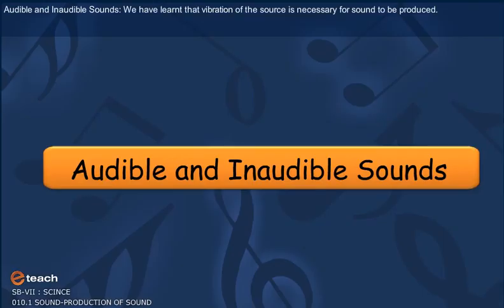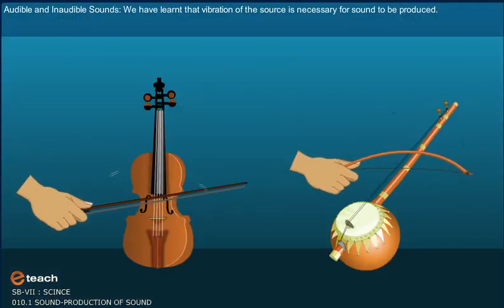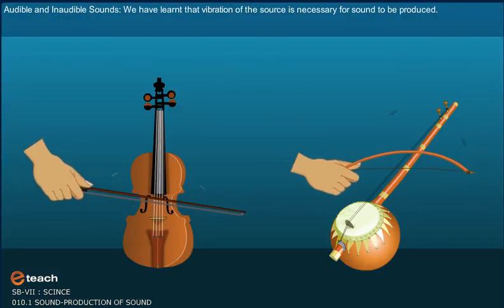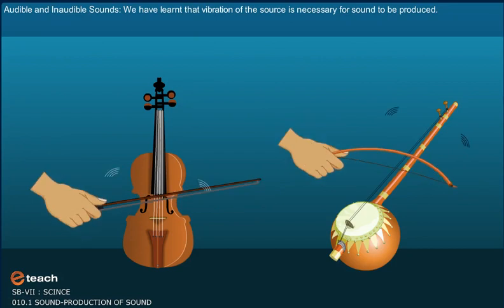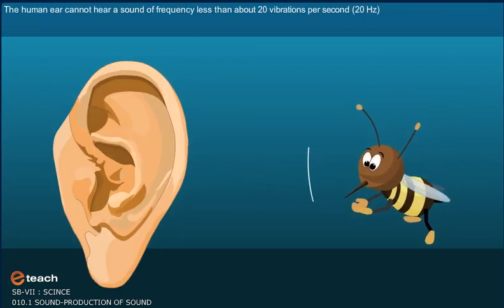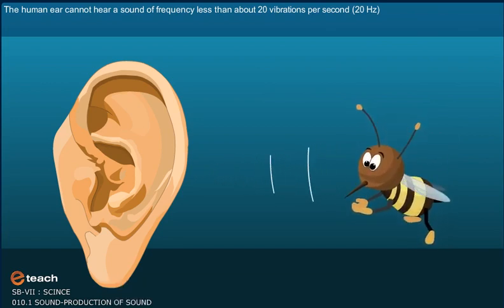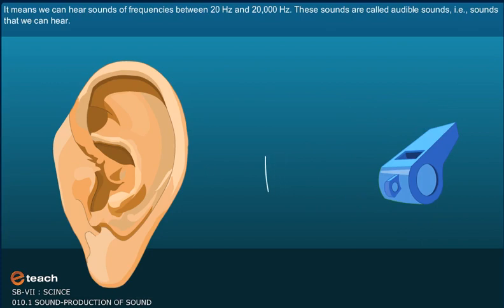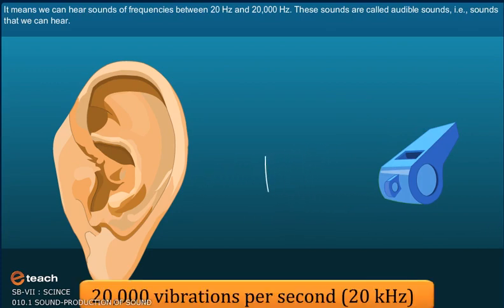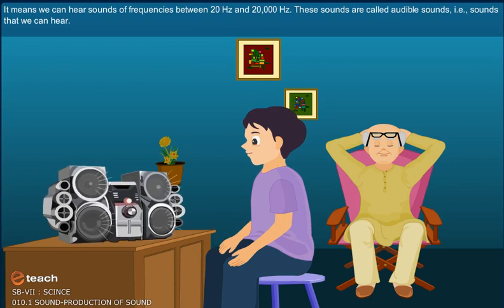Audible and inaudible sounds. We have learned that vibration of the source is necessary for sound to be produced. The human ear cannot hear a sound of frequency less than about 20 vibrations per second, that is, 20 Hz. It means we can hear sounds of frequencies between 20 Hz and 20,000 Hz. These sounds are called audible sounds, that is, sounds that we can hear.